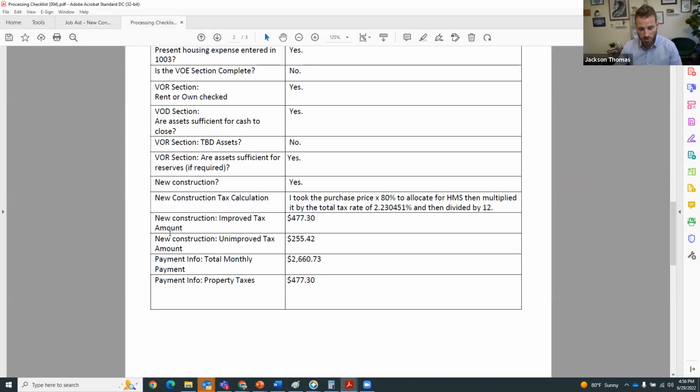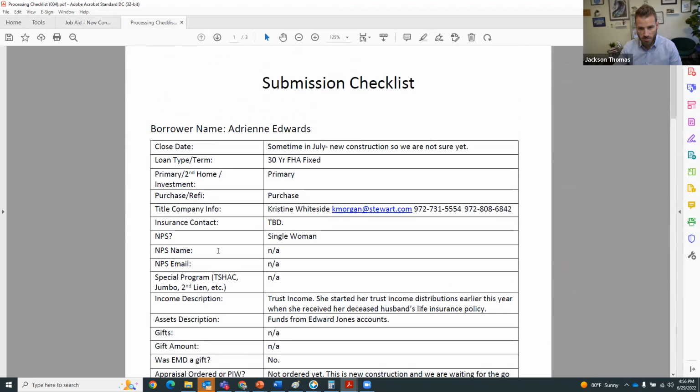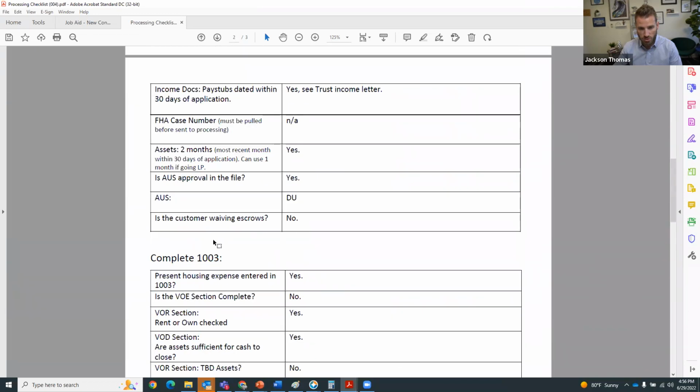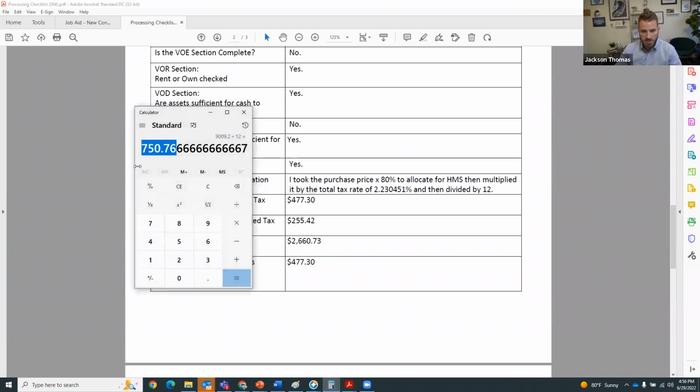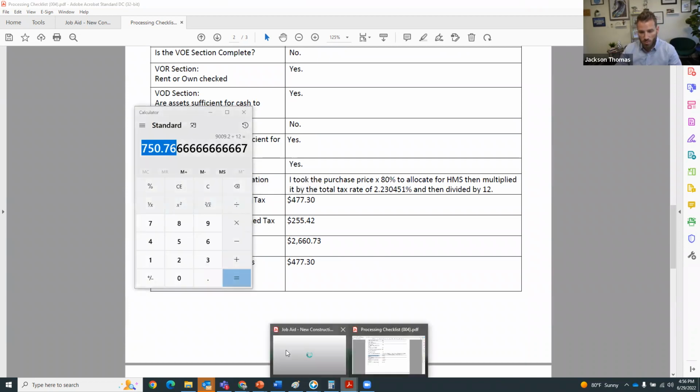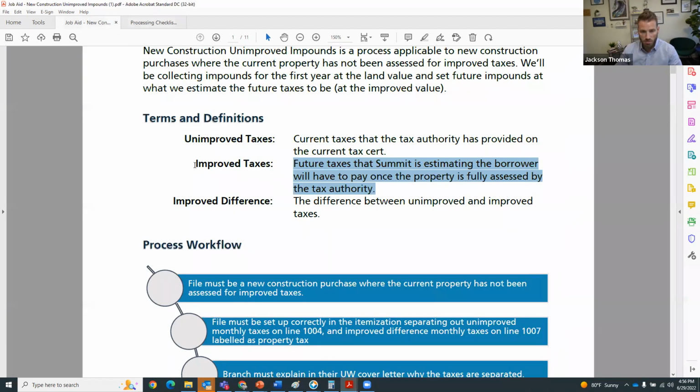If you're submitting a loan into processing with my team, this is the form that we use. It might look a little different on yours, but you should absolutely be telling the processor what the amount needs to be for the improved tax rate. So that's $750. That's what it would be when the home is fully built. That's what we're estimating.